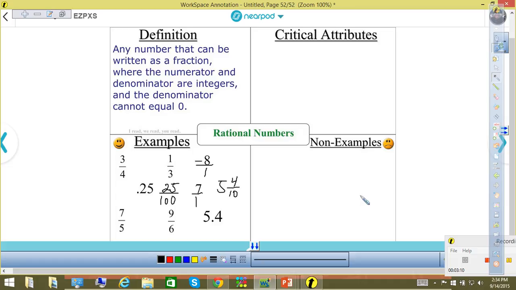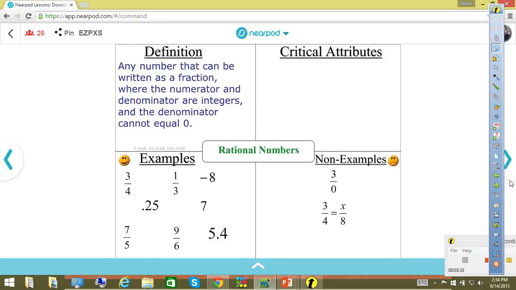Let me show you non-examples. Let me show you what is not a rational. So according to the definition, all these are rationals because they can be written as a fraction. The numerator and denominator are integers, and the denominator cannot equal 0. So here are non-examples. Copy these. And as you're copying them, start thinking, if these are rationals, why are these not rationals? All right, talk it over with your neighbors. Why are these not rational numbers?